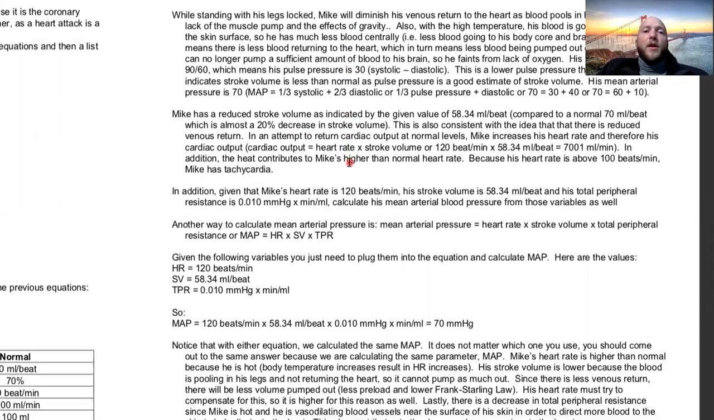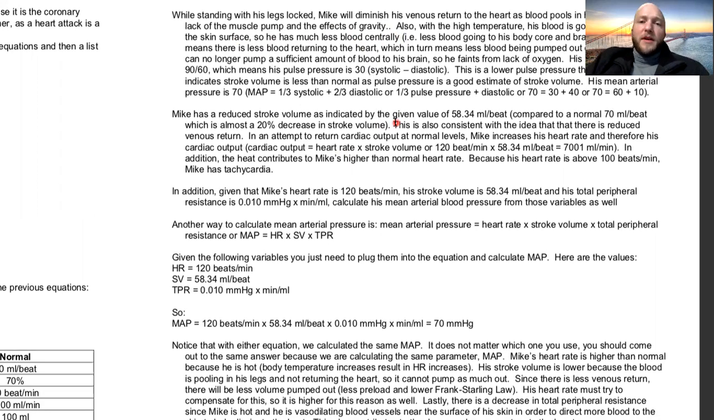So, while standing with his legs locked, Mike will diminish his venous return to his heart as blood pools in his legs due to the lack of muscle pump and gravity. So, muscle pump, because he's standing still, is not helping him get blood back to his heart, and gravity is working against it. So, decreased venous return.